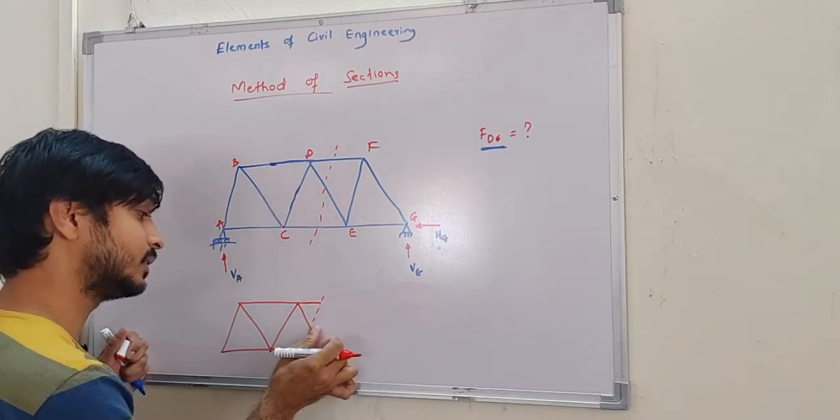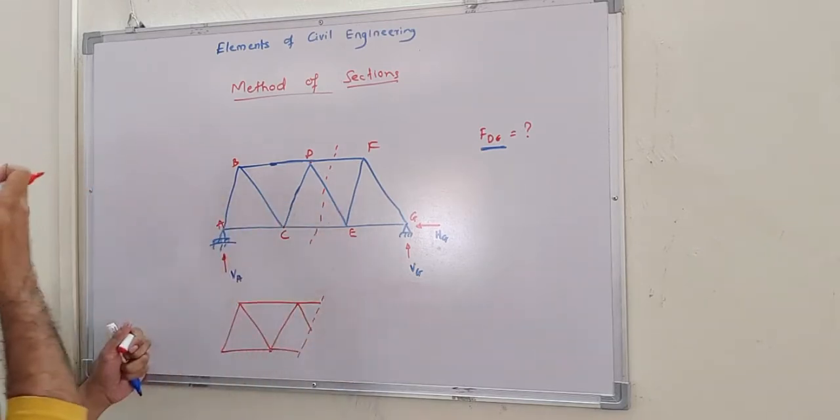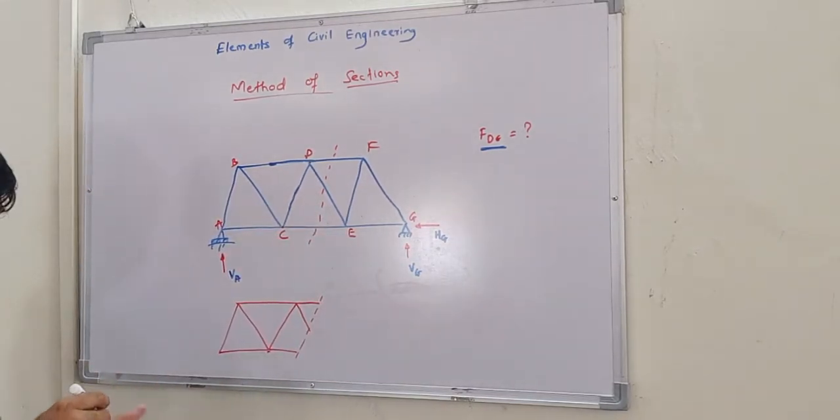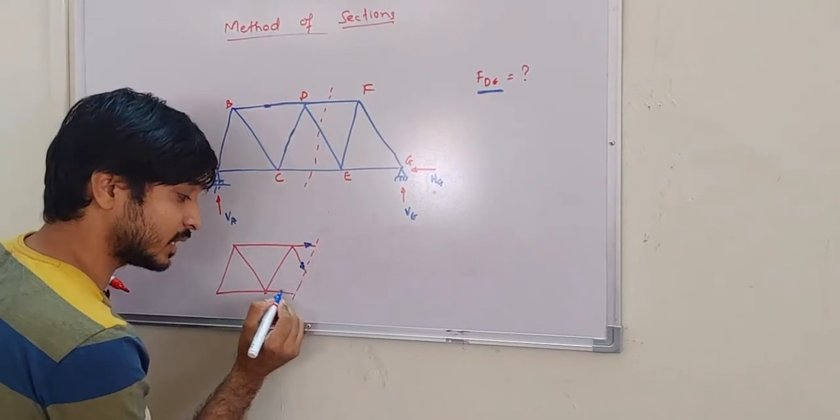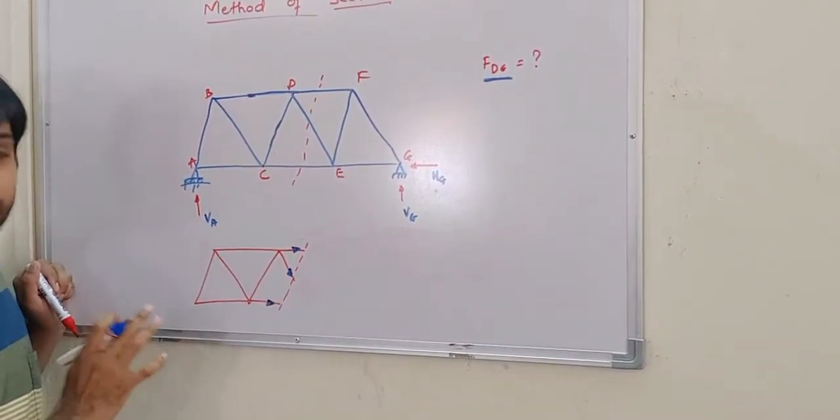I have cut the section like this, right? So here, which force do we want? We want to find out the force in the member DE. This force we want, right? So these are the three unknowns we have in this section.